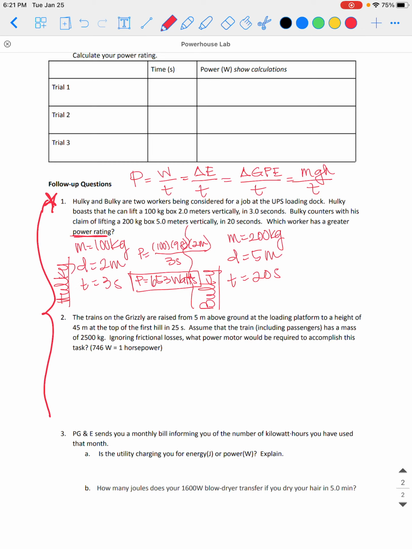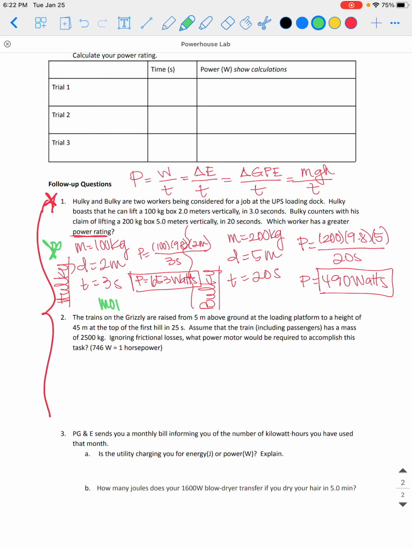For Bulky, we've got power equals mgh, 200 times 9.8 times a height of 5, divided by time, which is 20 seconds. Plug all that into your calculator, and you get a power of 490 watts. All right, so between the two, the winner would be Hulky. He has more power.